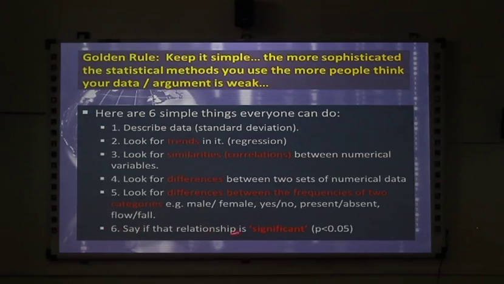And finally, you can say if the relationship you look at is significant. And that little expression there means that the probability is smaller than 0.05, less than 1 in 20. And that's the gold standard for a single test. If you've got P equals 0.051, that's not a significant relationship, so you might want to massage that if that's all you had.